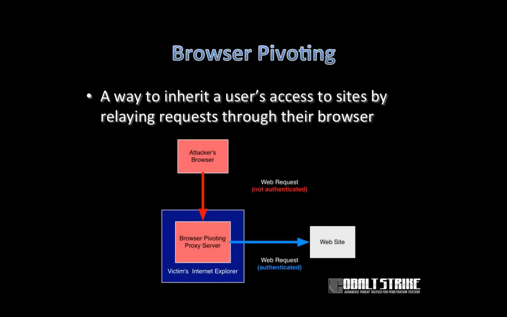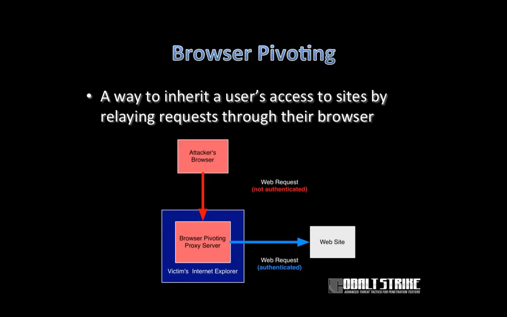Okay, let's talk about browser pivoting. Browser pivoting is a man-in-the-browser attack to perform session hijacking against websites that your target is already interacting with. Here's how it works. You inject the Browser Pivot agent into the target's Internet Explorer process. This is an Internet Explorer only technology.